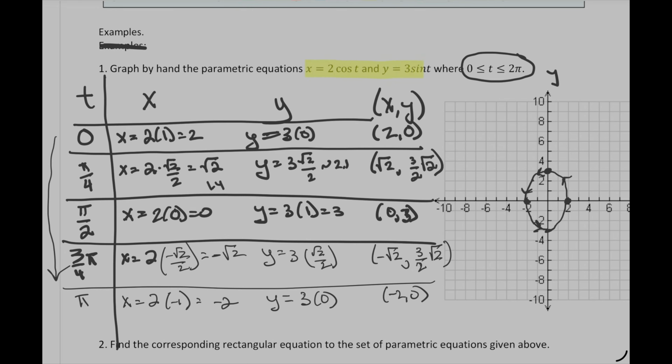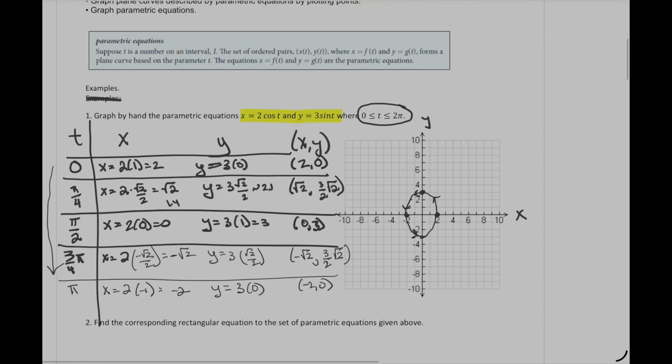So what is a set of parametric equations? Well, when we have a parameter that is dictating the values of two separate equations, in this case, our x equation and our y equation, then that is a parametric equation, and the parameter in this case was t, okay?